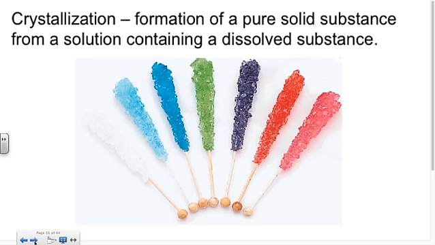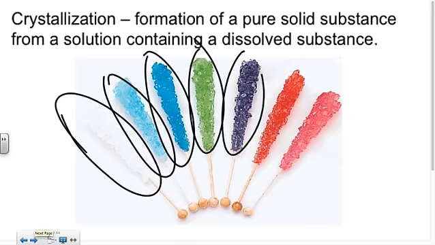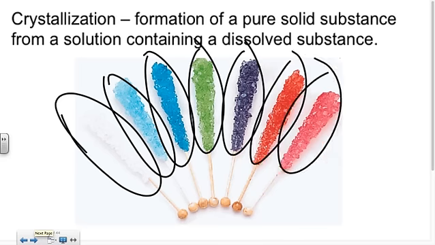Crystallization is when you have something dissolved in a liquid. You allow that liquid to evaporate. The first and least soluble substance crystallizes first, in this case sugar crystallizing out of water, and you get something like rock candy or other things too.